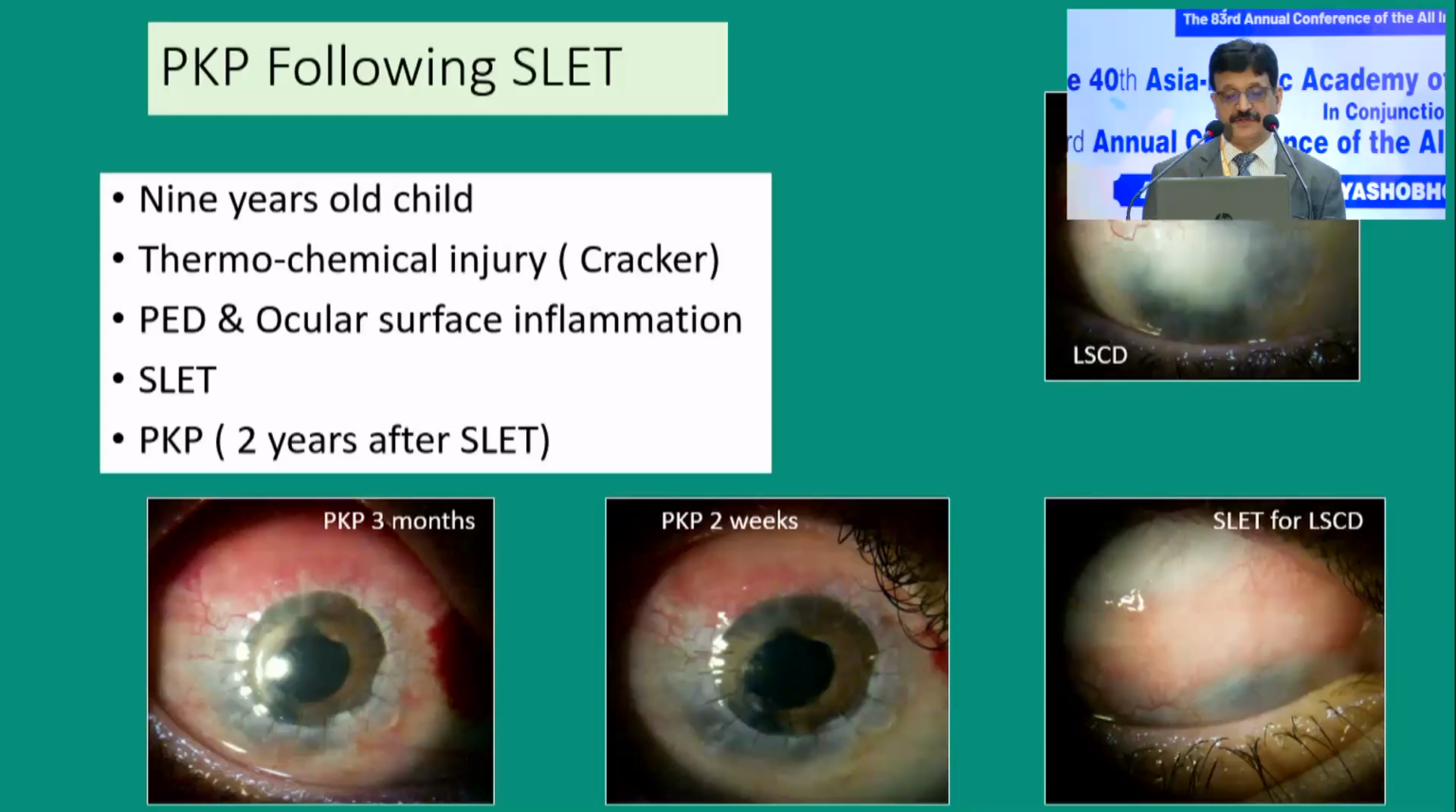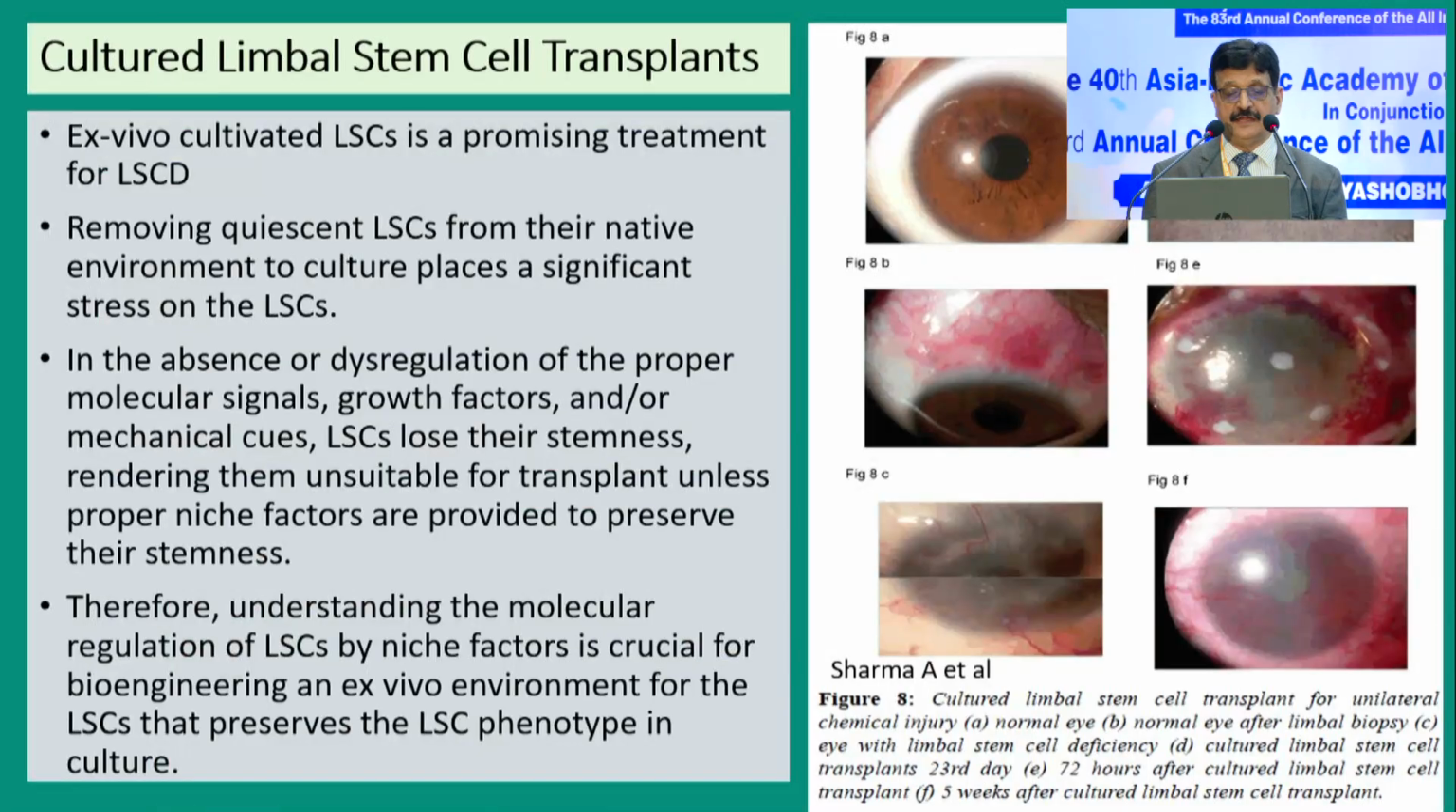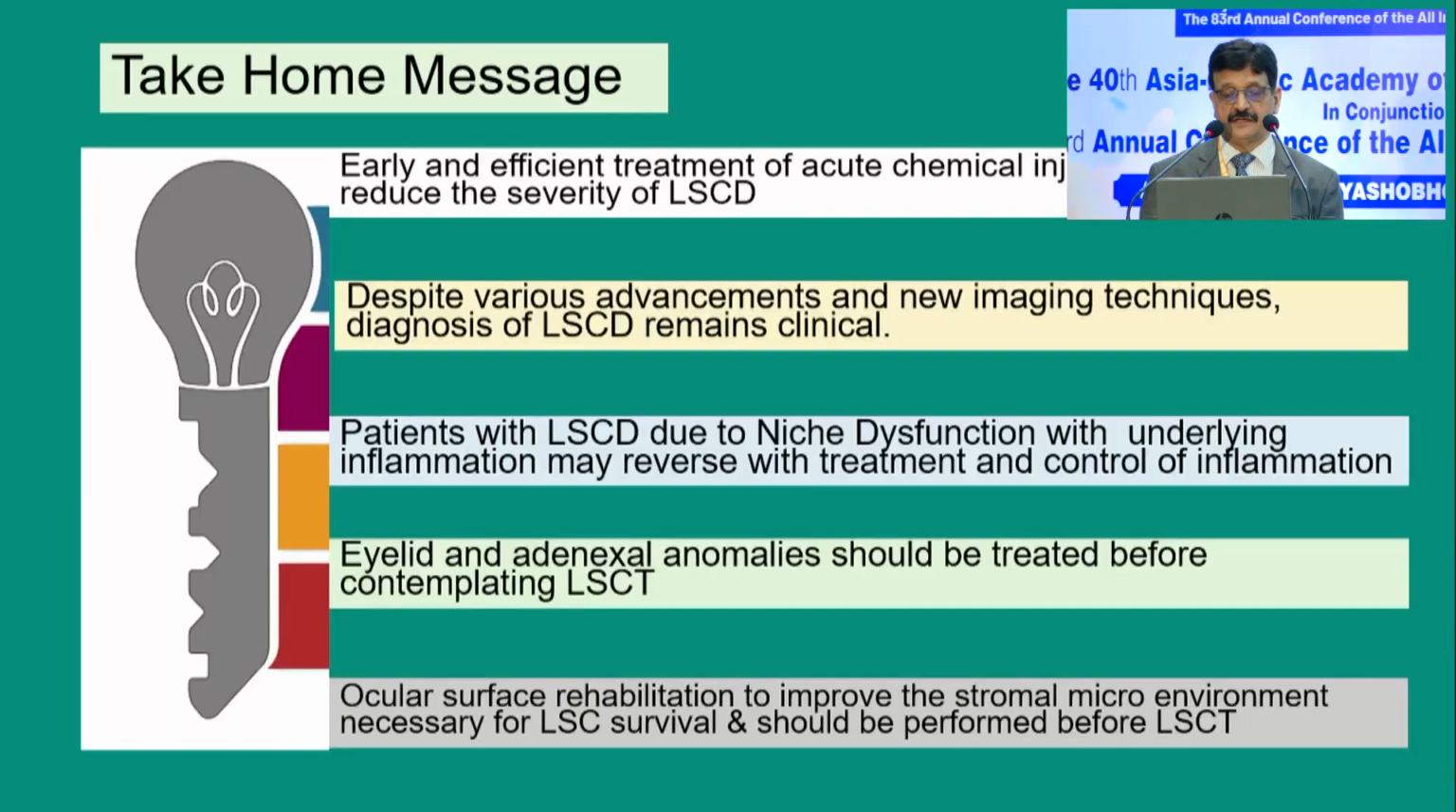This is one patient where we have done PKP following SLET. Cultured limbal stem cell transplant is a good option, but again, it is very costly and doesn't provide the niche which is very essential. That is the reason for the simple limbal stem cell transplant, which is very simple and convenient to master, and we are talking about the simple limbal epithelial transplant in this eye. I have participated in the pilot project, and we had done 10 to 12 cases of this conjunctival cultivated limbal stem cell transplant.